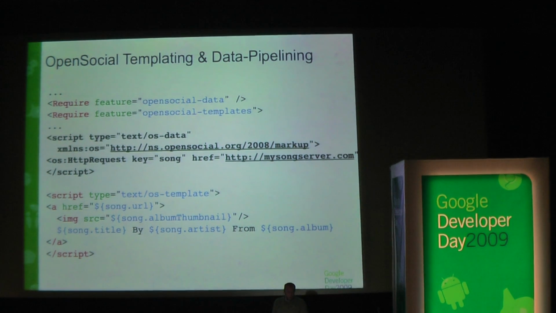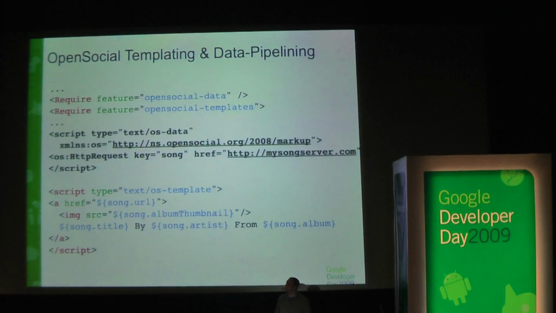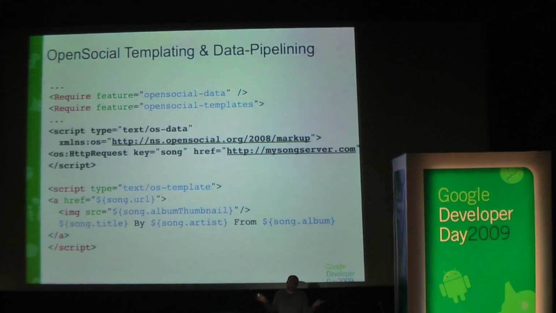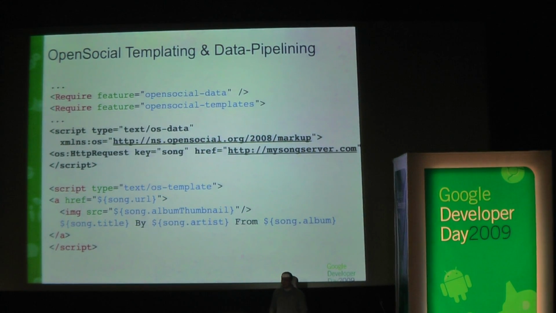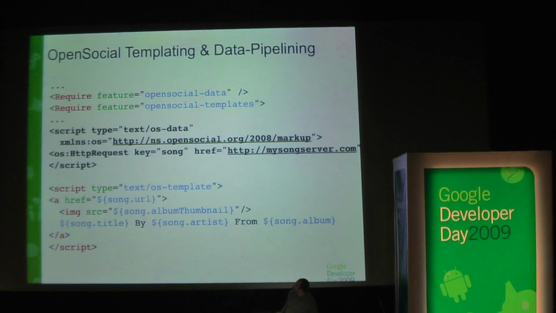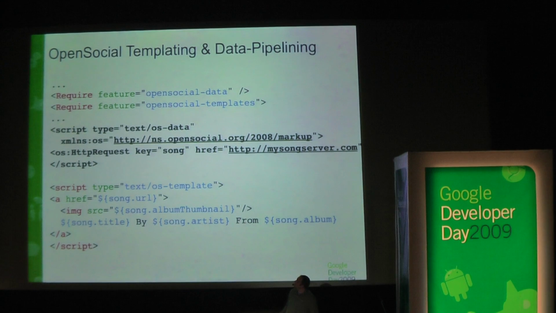The first bit we need is to be able to define which data we're going to use in our template, and that's the data pipelining bit. Again, I apologize for the beautiful names we're coming up with. So data pipelining is basically a script, OS data, open social data.